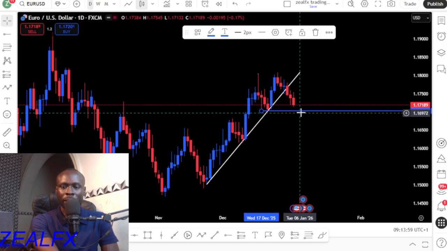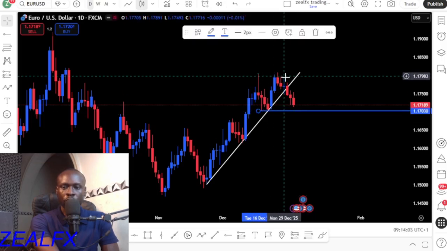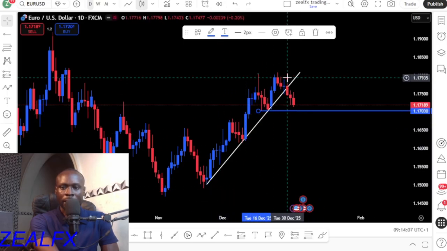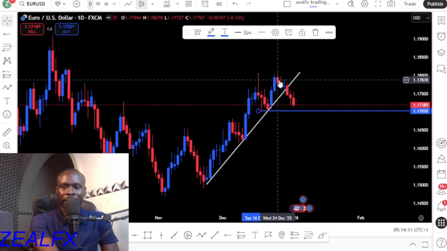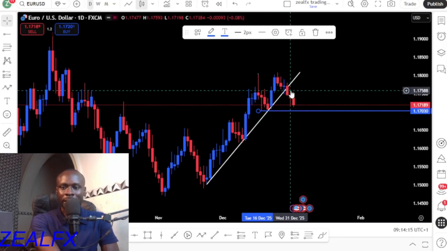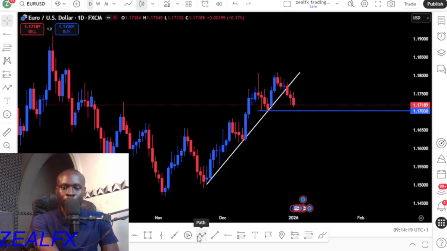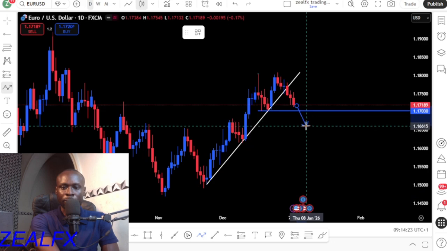If you watch my previous weekly analysis, I explained this particular retracement from this top to this next level. So now price has broken below this trend line, and we also have a double top at this area. This indicates reversal. Once you see a double top and also a trend line break, this indicates possible reversal of price to the downside.